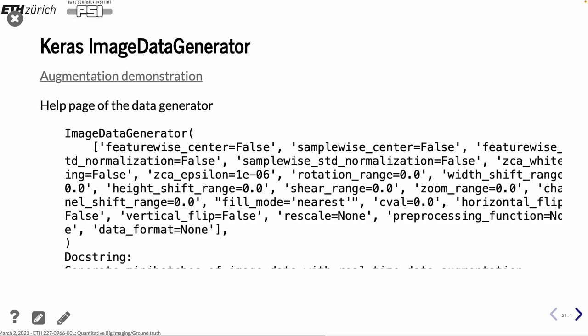This is the help page of the Keras data generator. So that's actually a tool in the machine learning API called Keras. And here you can see a bunch of pictures or images of some kind.